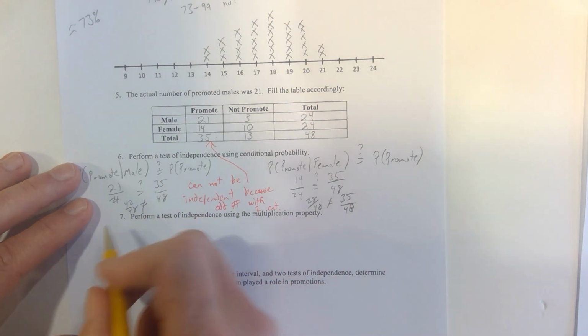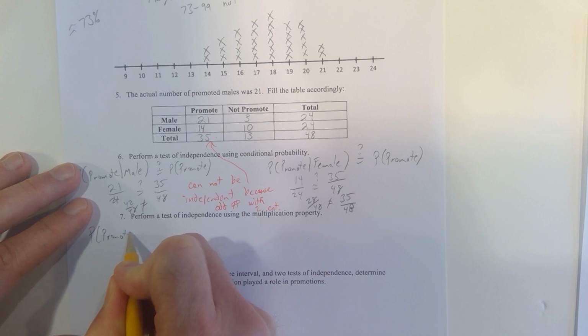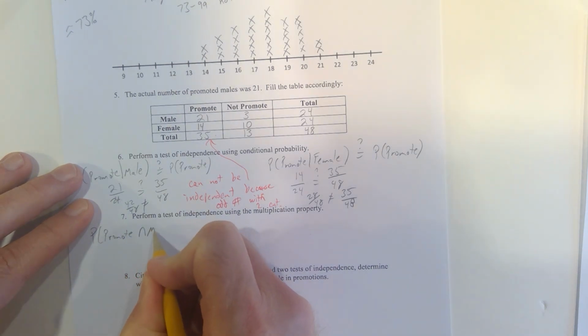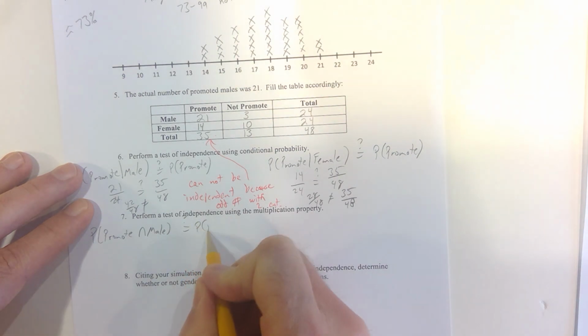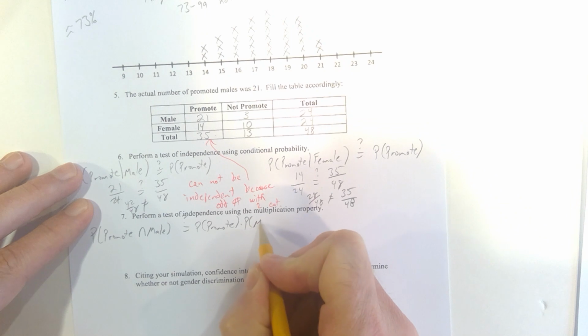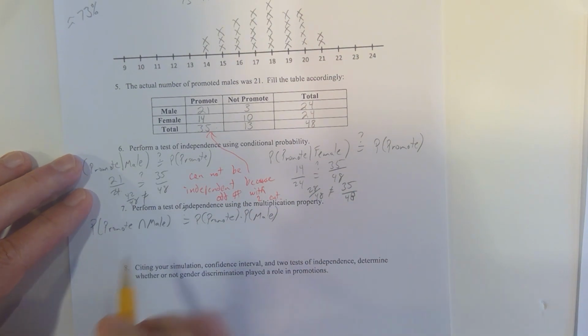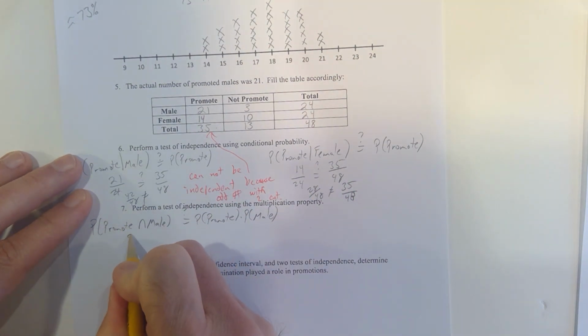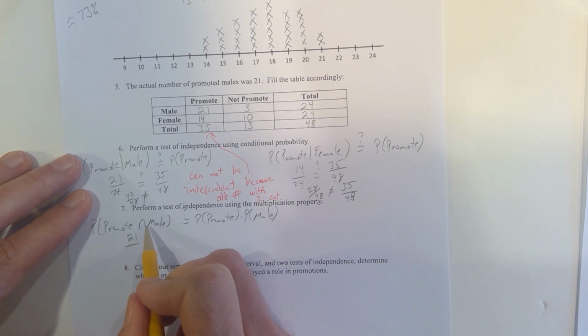The multiplication property. So the probability of promotes and male, does that equal the probability of promote multiplied by the probability of male, right? If these are equal, then we have independence. Well, we know they're not going to be equal. We just tested it the other way, but just to refresh your memory, probability of promoting intersect male.